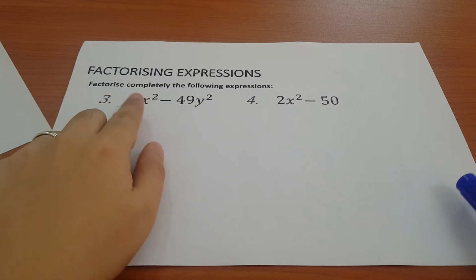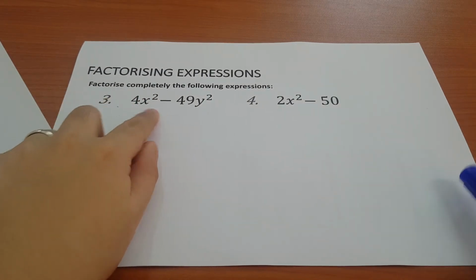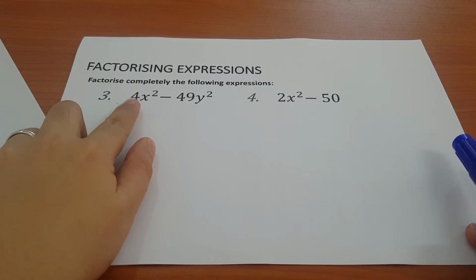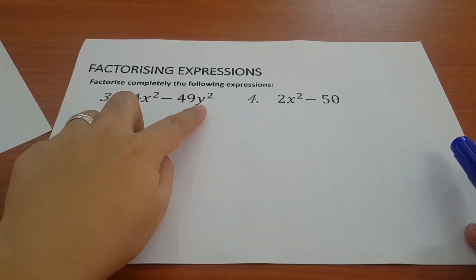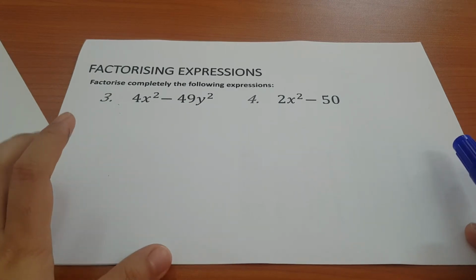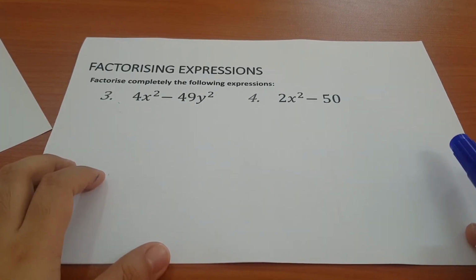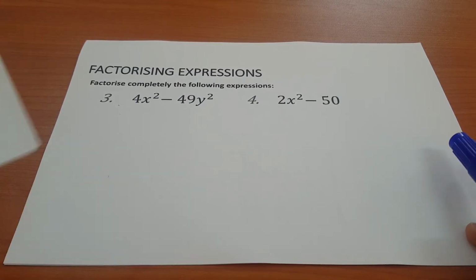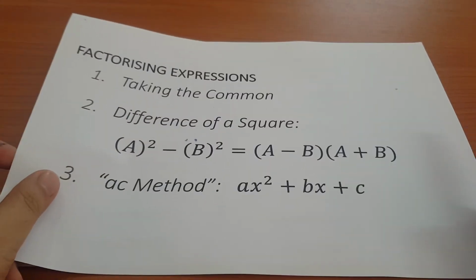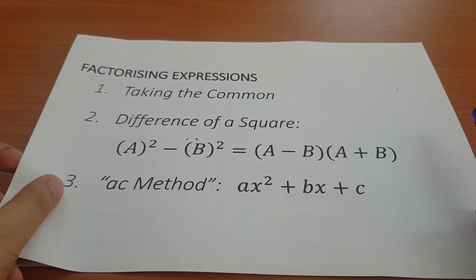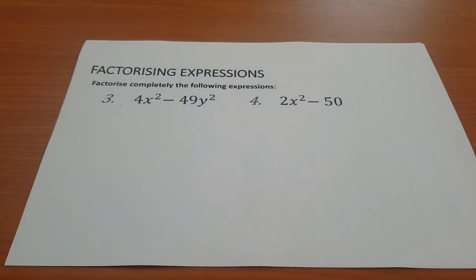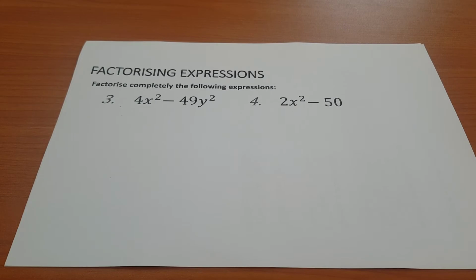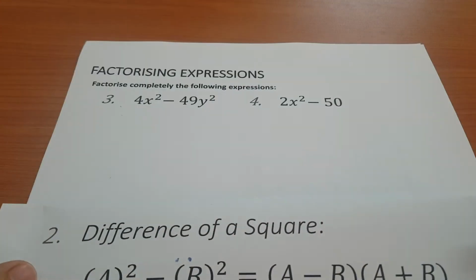If you observe here, why will you use the difference of squares? If you expand this one, it is 4x squared minus 49y squared. That means you cannot use taking out the common. There is no common between the two, so the first method is not applicable. So let's recall the formula: a squared minus b squared is equal to a minus b times a plus b. So we will apply this.